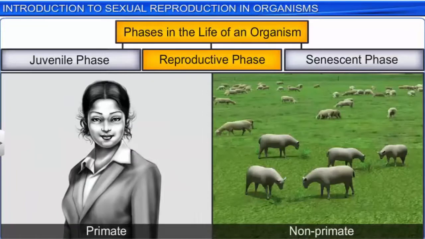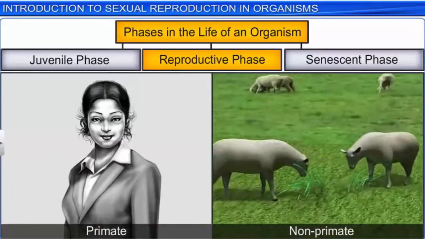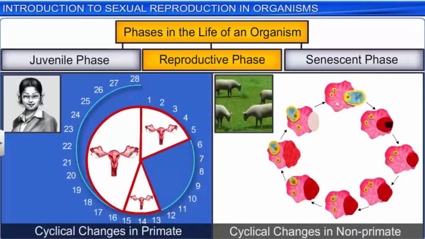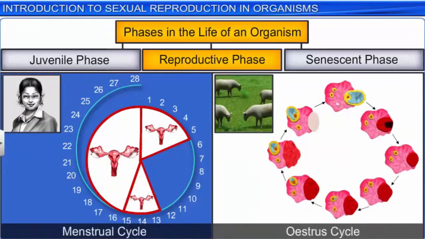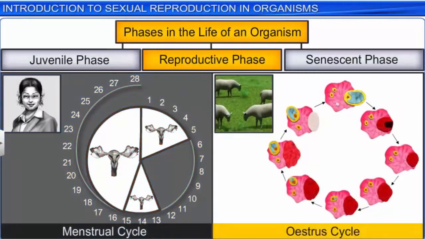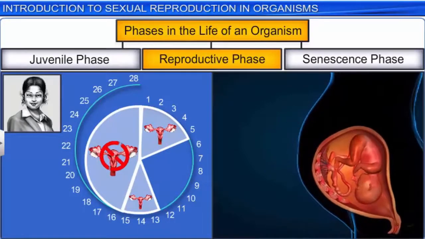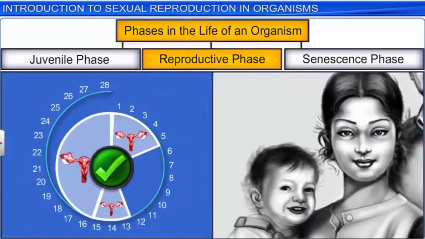Moreover, females of all placental mammals, including primates and non-primates, demonstrate cyclical changes in the activities of their ovaries and accessory ducts, as well as hormones during the reproductive phase. Known as the menstrual cycle in primates and the estrous cycle in non-primates, these cycles stop once the female becomes pregnant and resume after the female has given birth to offspring.